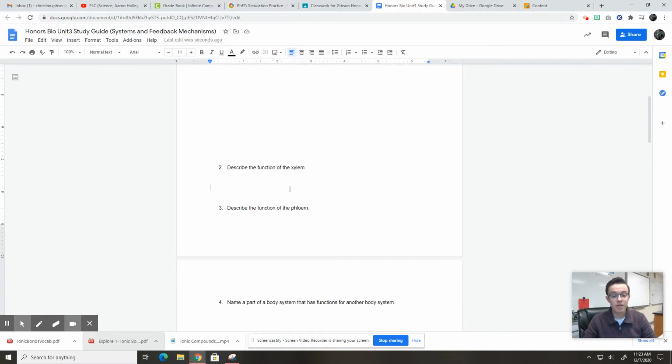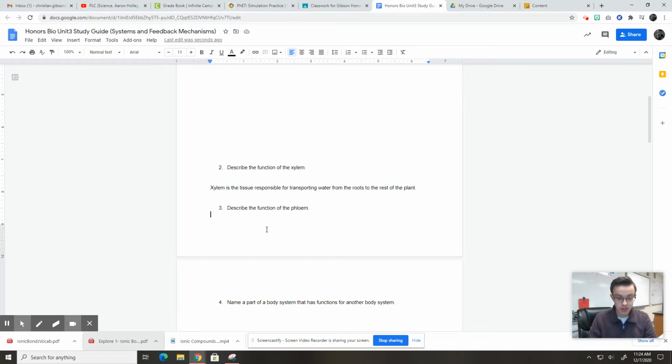Describe the function of the xylem. Well, if you remember, we talked about tissues in plants that have a specific function, and those two tissues are the xylem and the phloem. And if you remember, xylem is the tissue responsible for transporting water from the roots to the rest of the plant, okay? Xylem is the tissue that when the roots absorb water, that water is needed by every cell in that plant. So the xylem is the tissue that carries that water up through the rest of the plant.